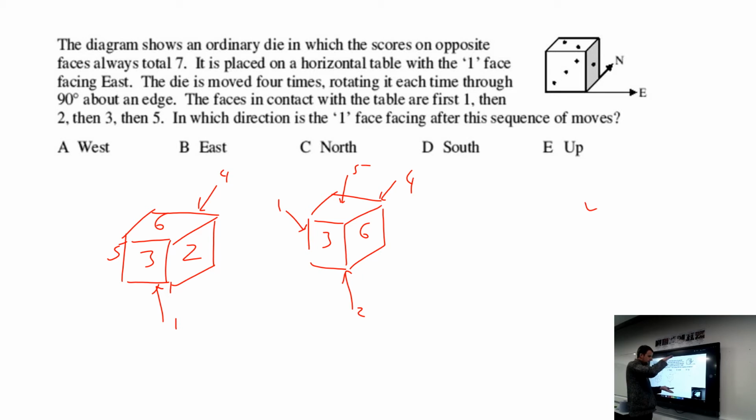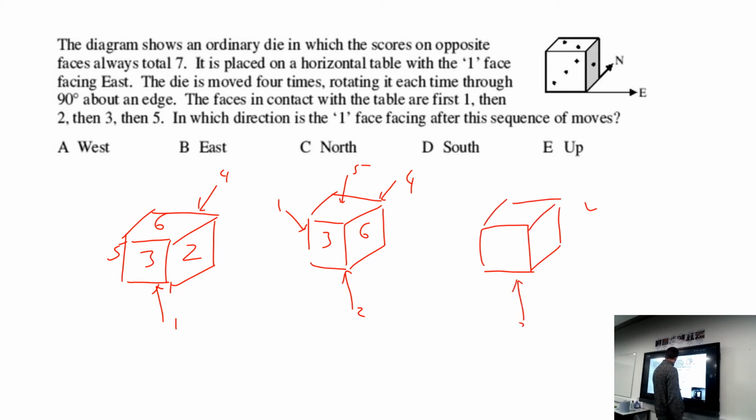Before it was rolling this way. Now it's going to be rolling this way. The 2 and 3 are going to be moving around. And we have 3 on the bottom. Let's draw this. Since 5 was on top, 5 is going to be here. The opposite to 3 is 4. And we have 6, and the opposite number 1.